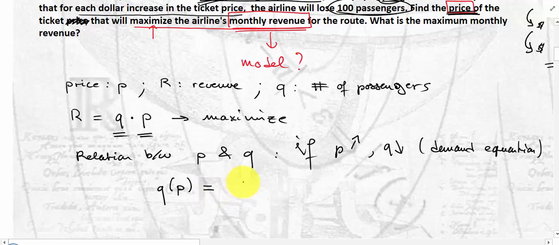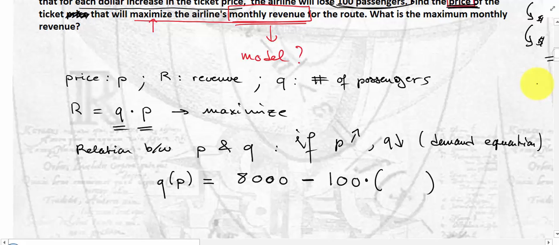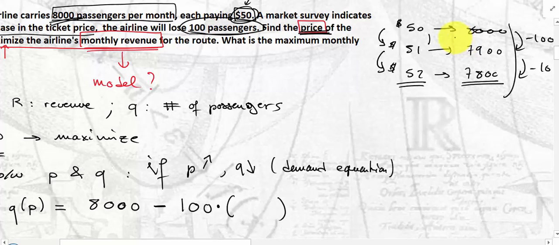Let's start with our base number. The base number is 8,000 passengers. What happens to this number when the ticket price increases? This number goes down, right? So that's why I'm putting a subtraction right here. It goes down by how much? By 100, or by 200, or by 300, okay? So it goes down by a multiple of 100. And how many 100s? Well, it depends, 1, 2, or 3, so it depends on your ticket price, right? Look here. If the ticket price increases by $1, I'm going to lose 100. If I increase by $2, I'm going to lose 200.